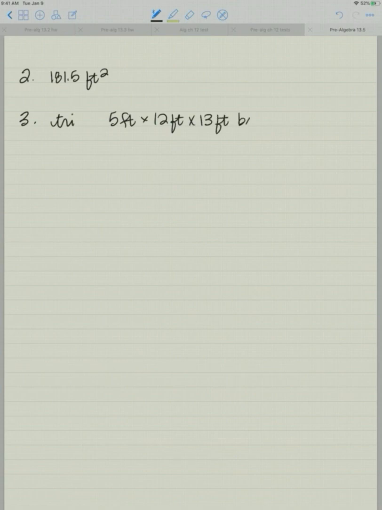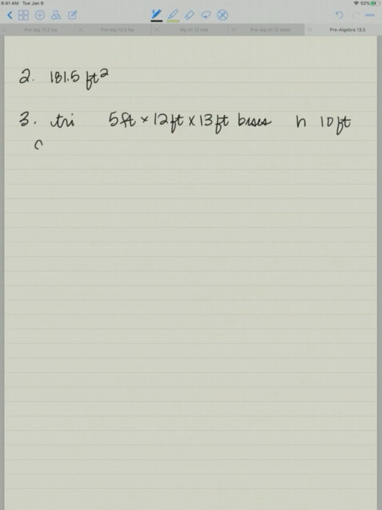I'm going to skip number 2. I'm going to let you work on that one on your own. 2, you should come up with 181.5 feet squared. Number 3, inbox skill check number 1, a triangular prism with dimensions of 5 feet by 12 feet by 13 feet, okay, or 5 feet by 12 feet by 13 foot bases, and a height of 10 feet.